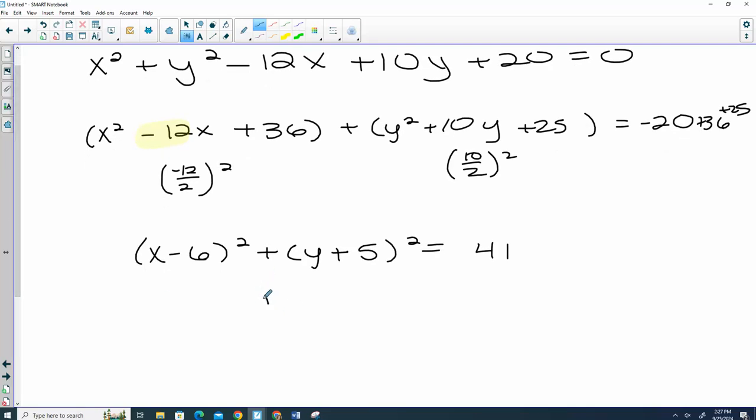Yes. The center would be what? And what's our radius? Because remember in the equation, this is r squared. So the square root of 41 is my radius.